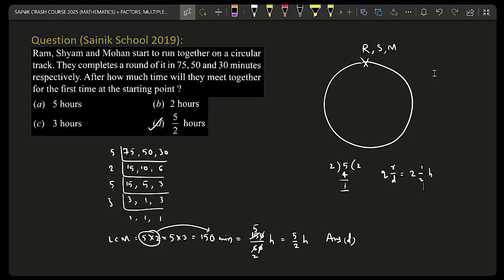See, Ram completes the circle in 75 minutes of time, right? Yes, sir. So he completes the first round in 75 minutes. To complete the second round, how much time is required? That is 50 by Shyam. Ram completes the circle after every 75 minutes. So first time he completes the circle, it is after 75 minutes. Second time he completes the circle after how much time?